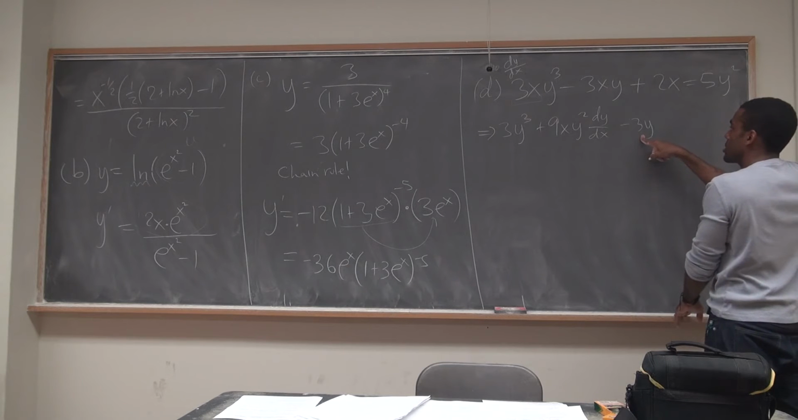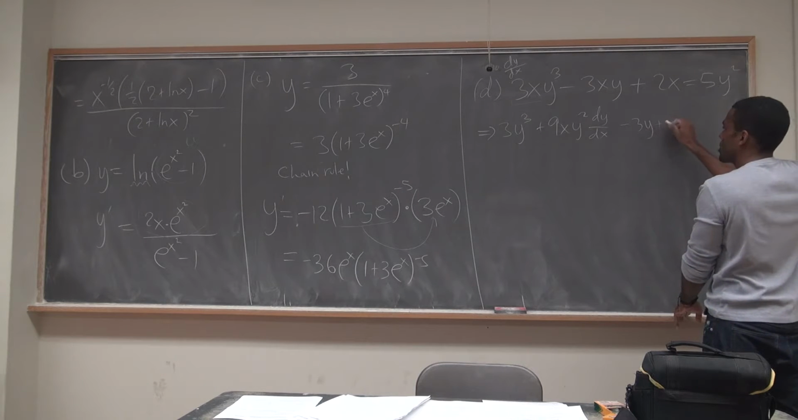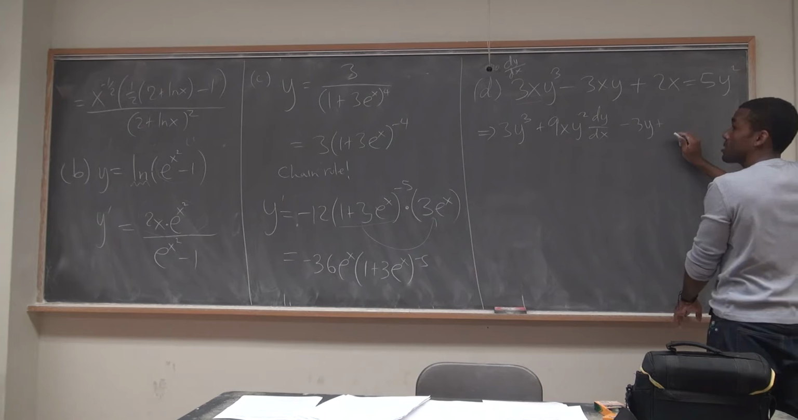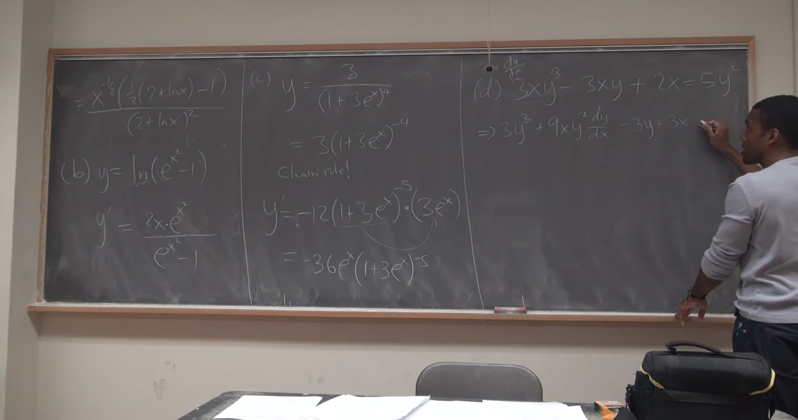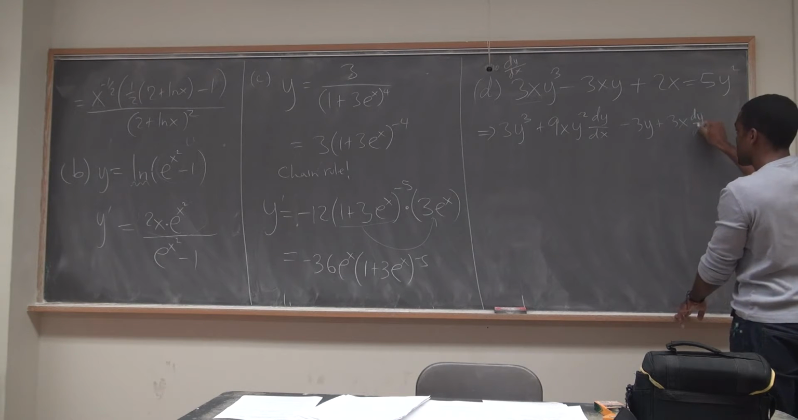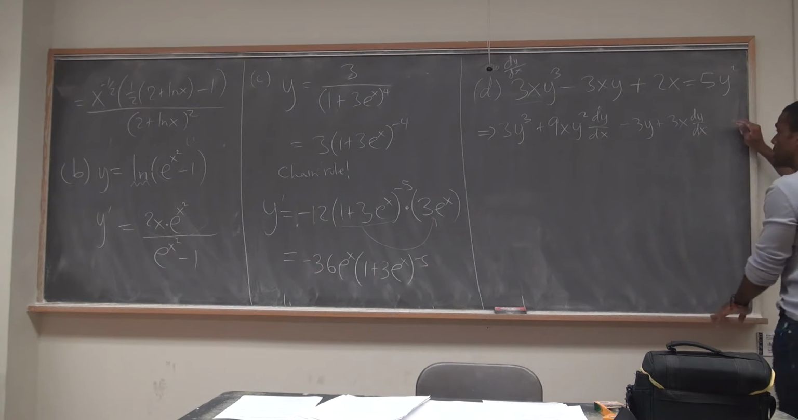Plus. Plus, minus. I don't know. Just erase. Plus what? 3xy, dy here. Plus 3x dy dx. dy dx. No, I said one. Is that right? It's wrong.